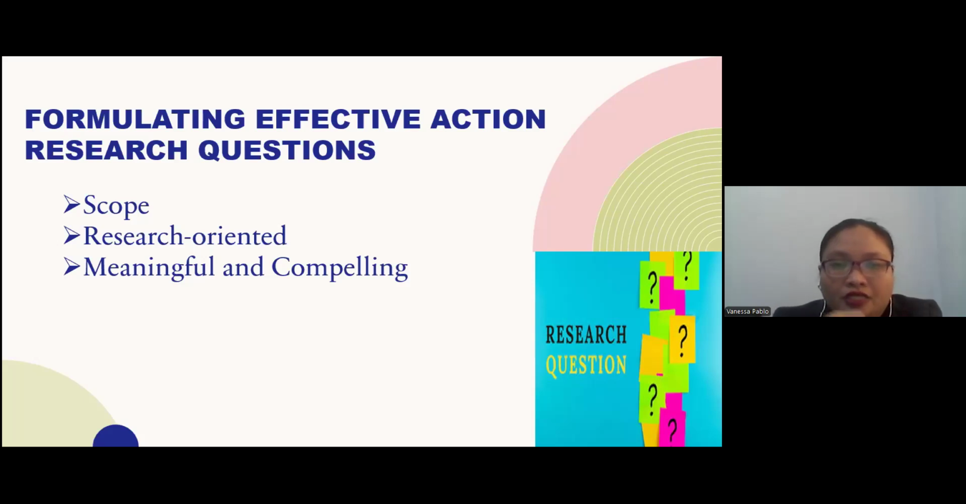So we should not be forgetting that all goals should be to improve student learning outcomes, and at the same time to improve the school's performance. Yeah? So the performance can be individual or team. So that's the goal of creating a meaningful and compelling research question.